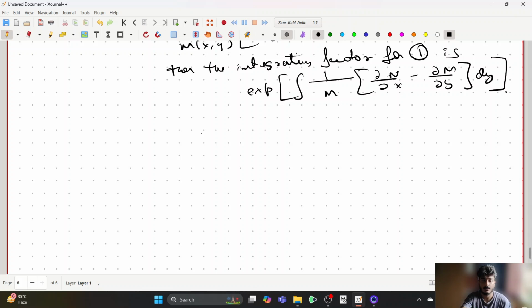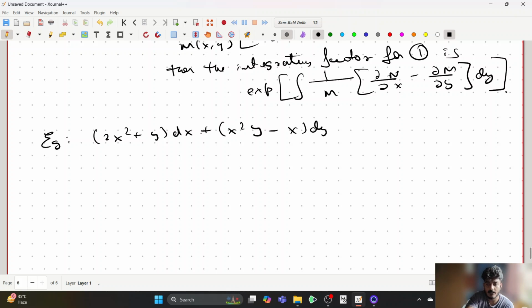Okay. Example. So consider this example: (2x² + y) dx + (x²y − x) dy = 0. Right? So the first step is always to choose M and N. So M is this, N is this. Fine.